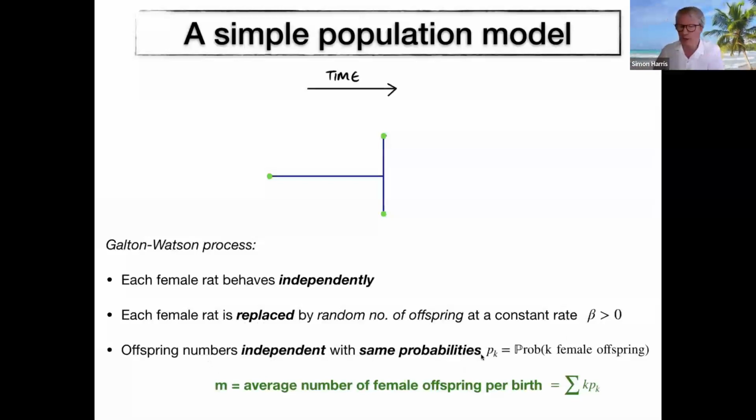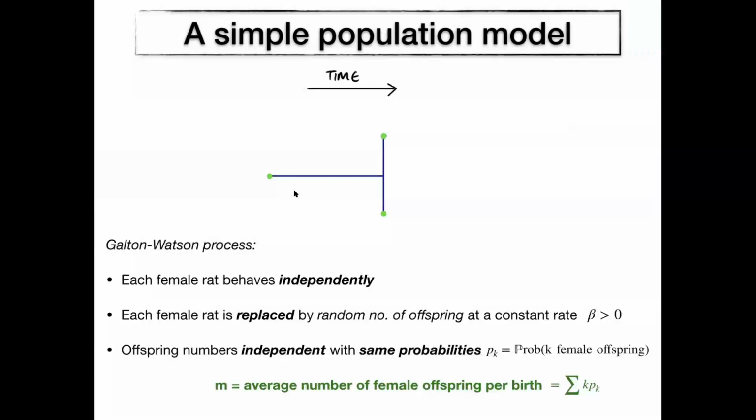So we've got what's known as an offspring distribution, where p_k would be the probability that a female gives birth to k female offspring. And m is the critical quantity. m is going to be the average number of female offspring per birth. So that's the sum of the value times the probability. This is really the fundamental quantity, the average number of replacements, if you like, for each female. On average, how many replace her when she gives birth? Because then she just gives birth and that's it, she goes.